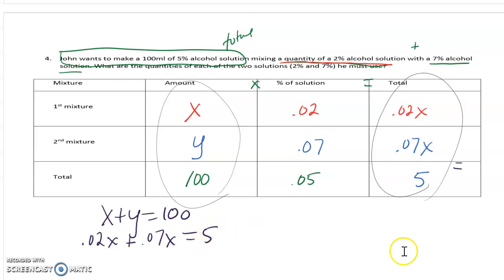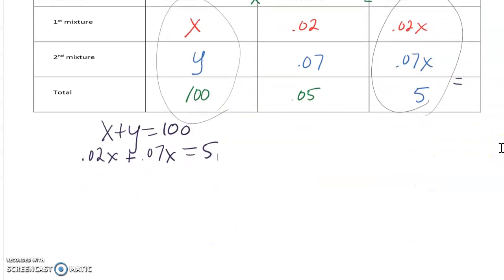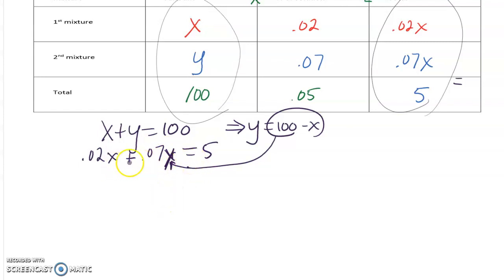And again, we can solve those two equations either way. I'm going to use substitution because these are both 1. So I'm going to change this one and subtract x from both sides. So y equals 100 minus x, and then I'm going to plug that in for y. Before I do that though, I'm going to clear the decimals here just so it'll be a little bit easier. So I'm going to multiply everything by 100. So this is 2x plus 7y equals 500. We have to be careful. So here are our two equations basically.